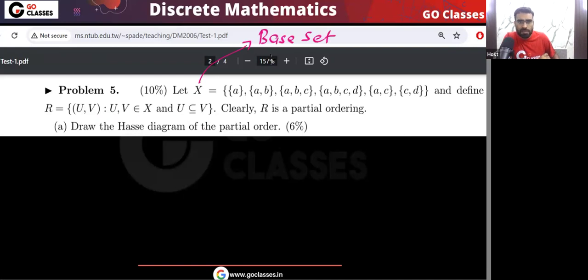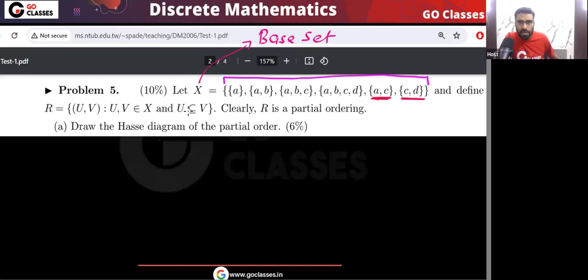Okay, is this clear? Tell me. Base set. 6% means you will get 6% marks. See, this question is taken from a midterm. Okay, from a test. So you will get 6% marks if you solve this question. Okay, out of 100, 6% marks, you will get 6 marks. So anyway, you can see this is your base set. Okay, in the base set, can you notice every element is a set?